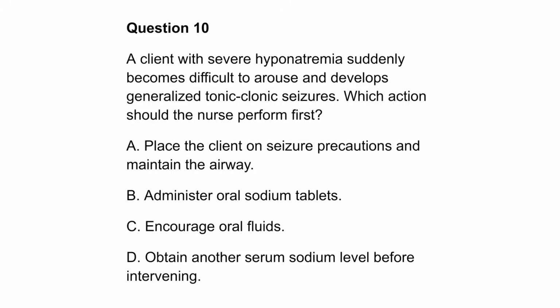Question 10. A client with severe hyponatremia suddenly becomes difficult to arouse and develops generalized tonic-clonic seizures. Which action should the nurse perform first? A. Place the client on seizure precautions and maintain the airway. B. Administer oral sodium tablets. C. Encourage oral fluids.